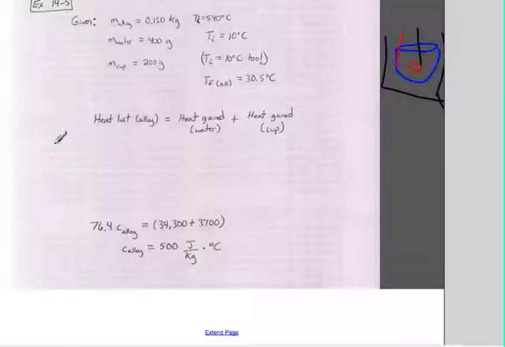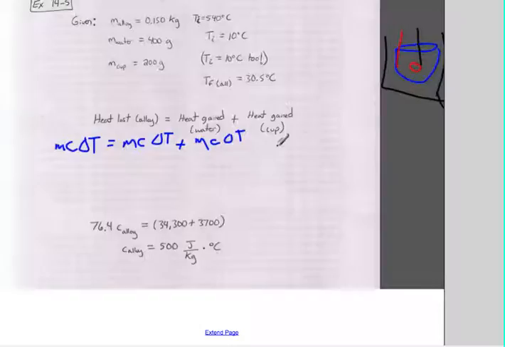The heat lost by the alloy is going to be the mass of the alloy, times its specific heat, times delta T. And the heat gained by the water will be the mass of the water, times the specific heat of the water, times the temperature change it undergoes, plus, you guessed it, the mass of the aluminum cup, times its specific heat for aluminum, times the temperature change it undergoes.